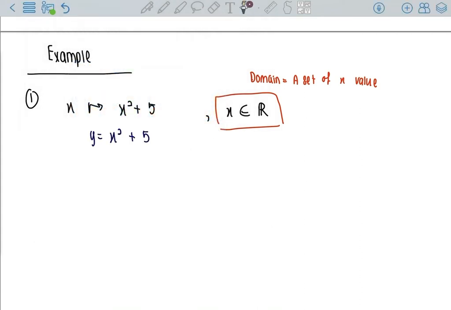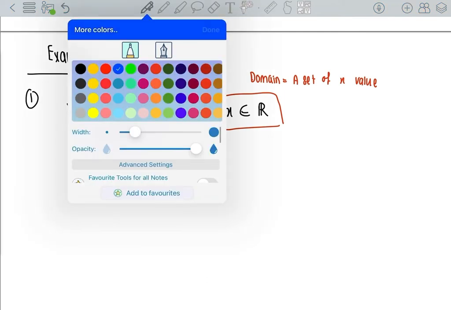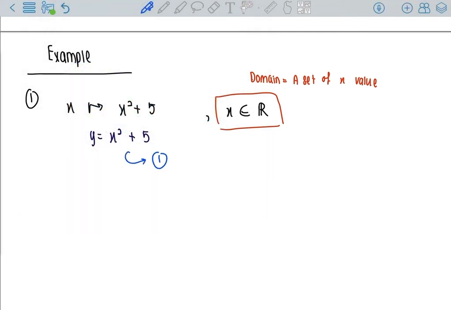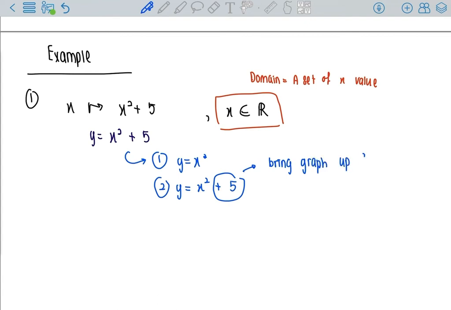We can break this graph down into a few different steps. First we sketch y equals x squared, and then we sketch y equals x squared plus 5. Plus 5 here represents bringing our graph up 5 levels. For example, if we have plus 3, it means bring it up 3 levels. If we have minus 2, it means bring it down 2 levels.